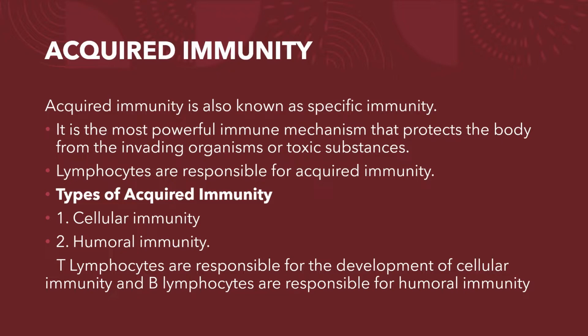Lymphocytes are responsible for the acquired immunity. There are two types of acquired immunity: cellular immunity and humoral immunity. T lymphocytes are responsible for the development of cellular immunity, and B lymphocytes are responsible for humoral immunity.